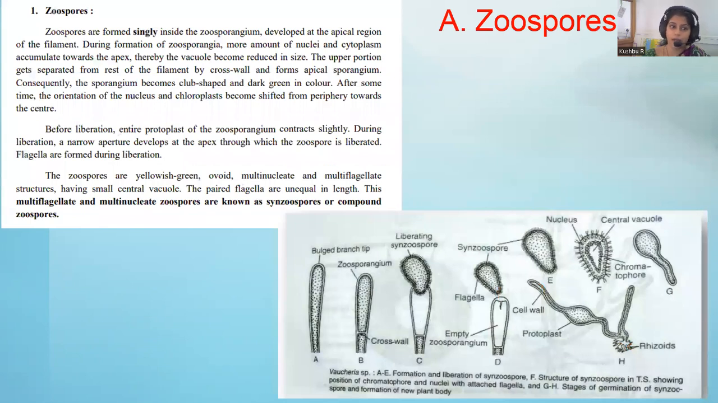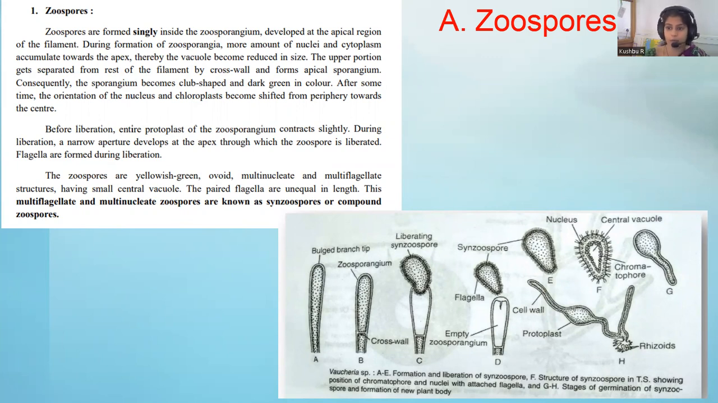Zoospores firstly are produced by the Vaucheria near the tip of the main axis. In the tip of the main axis, a bulging is obtained, and that bulged part now gets separated by the formation of septa.